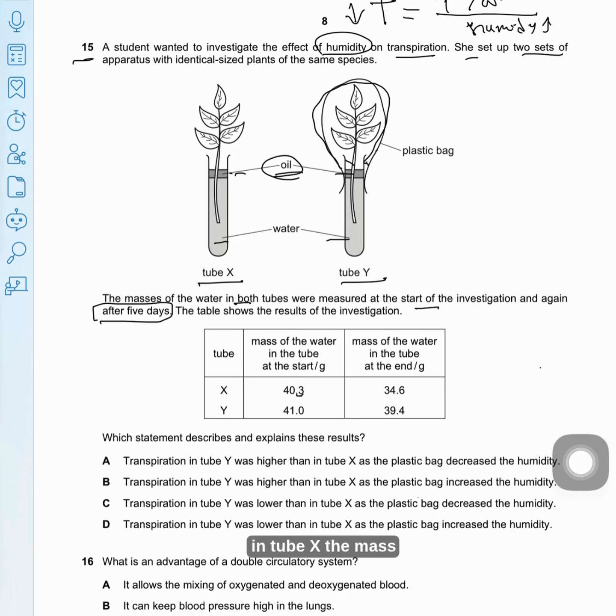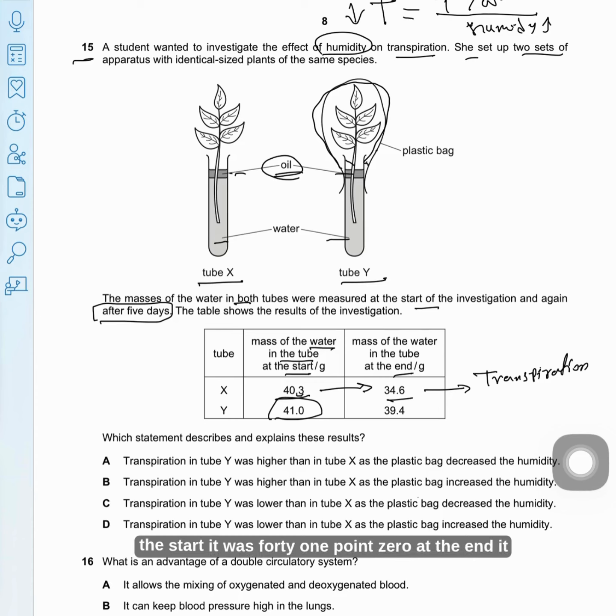In tube X, the mass of the water in the tube at the start, in grams, was 40.3. At the end it became what? 34.6. So plant X lost water, which means it has done transpiration. Okay, let's go for Y. At the start it was 41.0, at the end it became 39.4. It also has done transpiration, but is it the same rate? No, it is not the same rate.